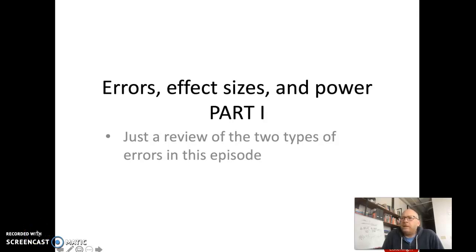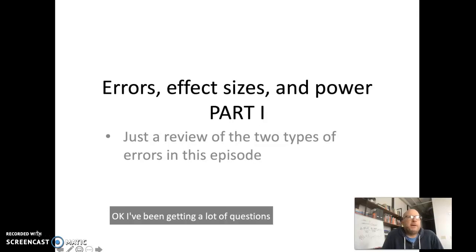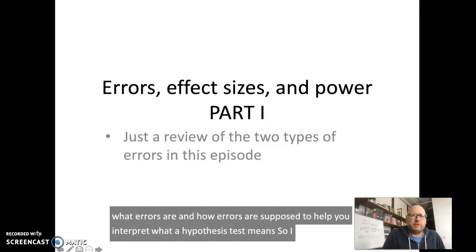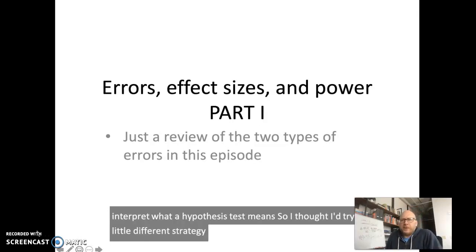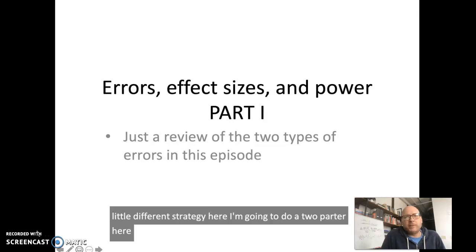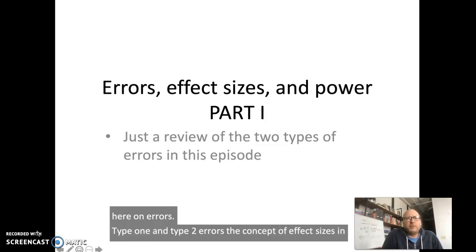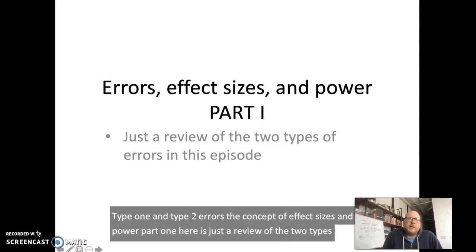Okay, I've been getting a lot of questions about understanding what errors are and how errors are supposed to help you interpret what a hypothesis test means. So I thought I'd try a little different strategy here. I'm going to do a two-parter here on errors, type 1 and type 2 errors, the concept of effect sizes and power. Part 1 here is just a review of the two types of errors.